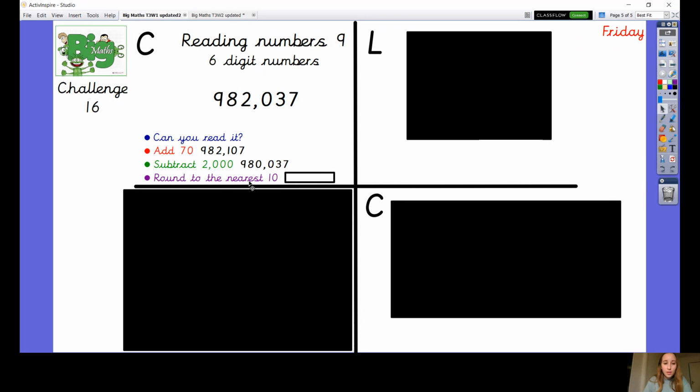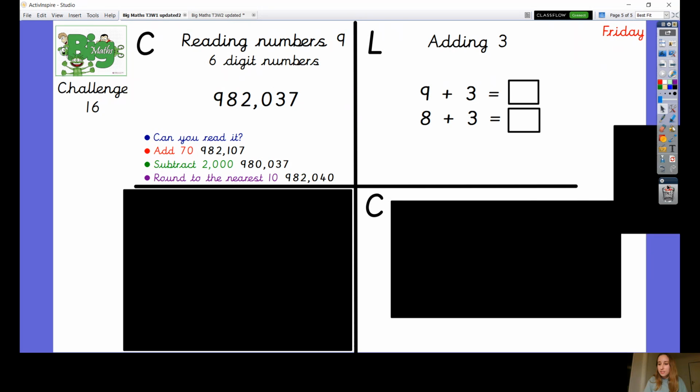980,037. And if I'm rounding to the nearest 10, I need to think which 2 multiples of 10 my number is sitting in between. Well, I've got 3 tens, so I know it's sitting between 982,030 and 982,040. I look at my ones to give me a clue. I've got 7 ones, so that tells me to round up. My number is closer to 982,040. So check your answers for those 3 skills.